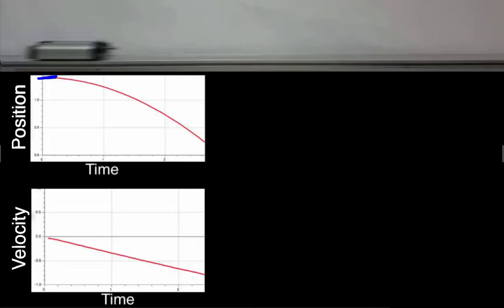And that's exactly what we see. Slope starts at 0, becomes more and more negative as time goes on. Y values start at 0 and get more and more negative as time goes on.